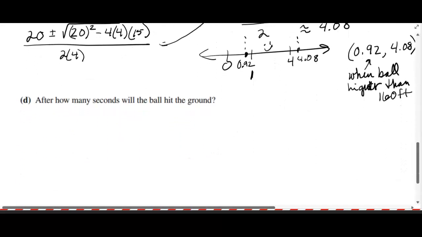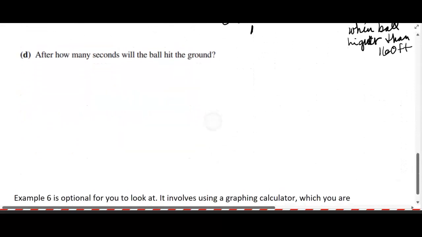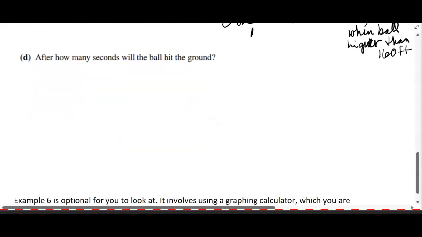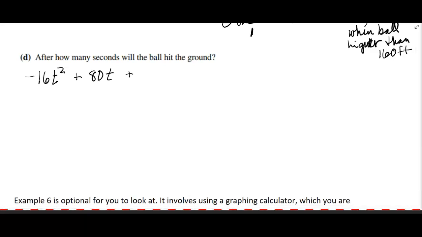Okay. After how many seconds will the ball hit the ground? So then what we have to do is take that equation, negative 16t squared plus 80t plus 100, and say, when does it equal 0? That's hitting the ground when the height is 0. And those were all divisible by negative 4 again. So I got 4t squared minus 20t minus 25. It just made the numbers smaller for me to work with.